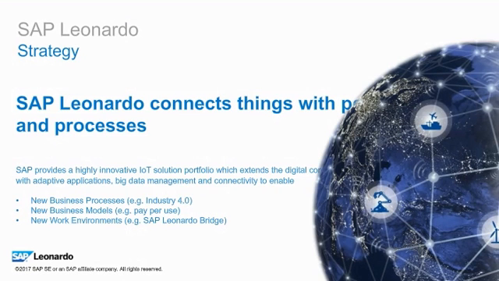SAP Leonardo is a highly innovative IoT solution portfolio that connects things with people and processes. And what we do here is not just take the information from machines, products, mobile assets, etc., and analyze it. We actually connect it with business processes. And the third part of the puzzle here is people, because the way people work has changed dramatically. What we have achieved in the context of supply chain as well as in other lines of business or industries, is that people are now enabled to run their businesses instead of typing transactions into a system.